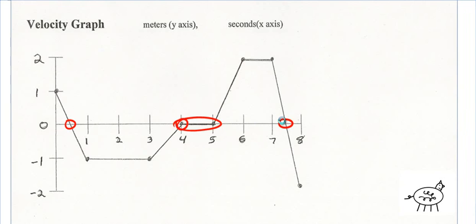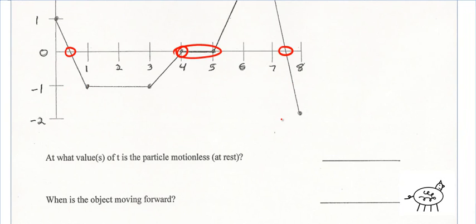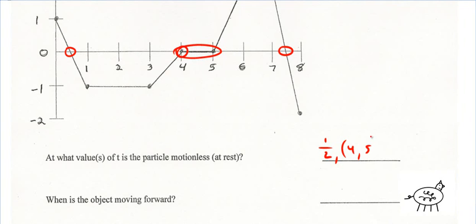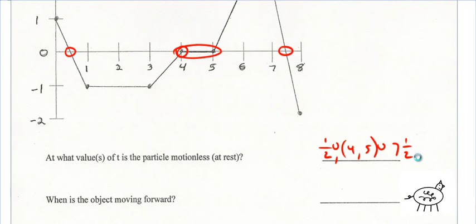So that's why it's going to be, let me fill this in now. It's going to be at 1/2, from 4 to 5, and we'll say union, and 7.5. Okay, so that's pretty easy.